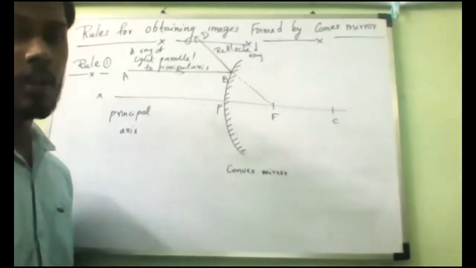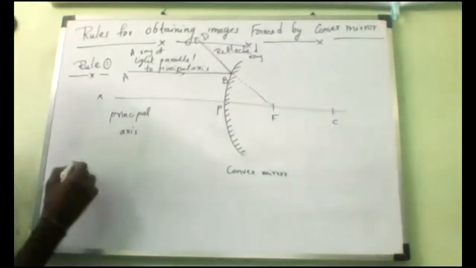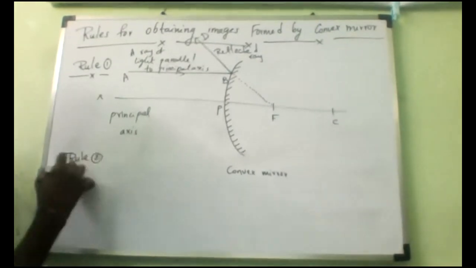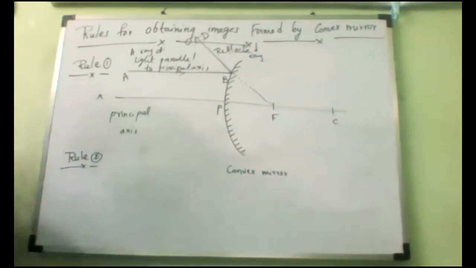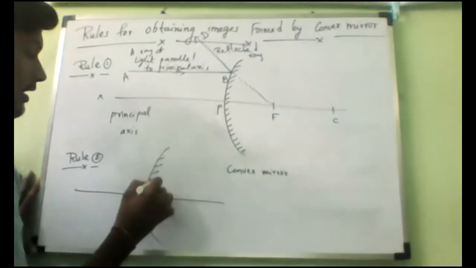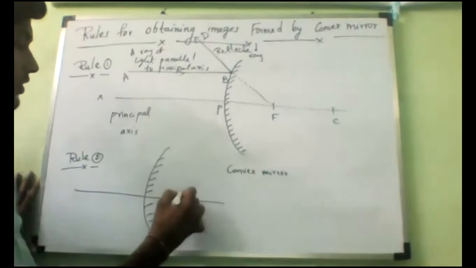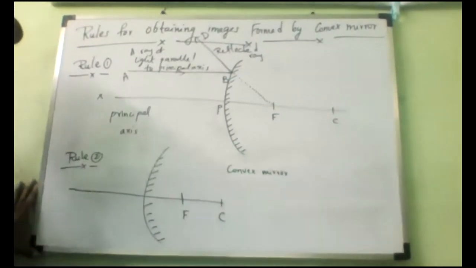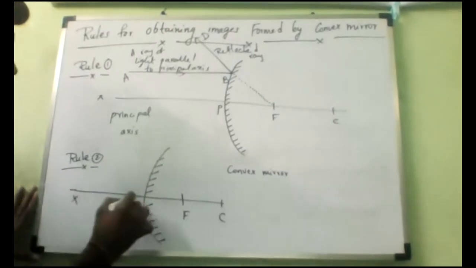Next, rule number two. All of you should remember. It is very, very easy. Later I will give notes, now you don't write. For rule number two, again take the convex mirror, with the principal axis and the same things. As you know, there is a virtual focus and a virtual center of curvature. So this is the principal axis and focus.